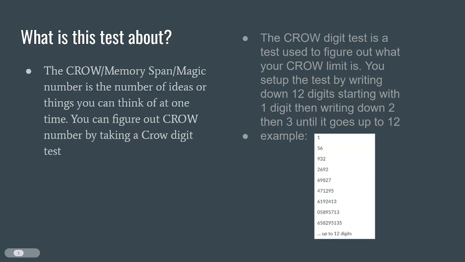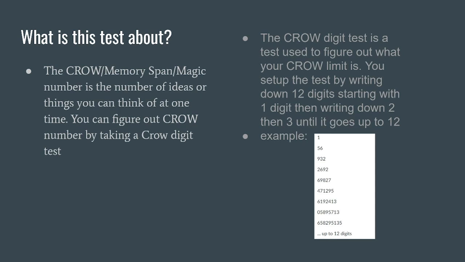So, what is this test about? This test is about figuring out what your Crow number is. The Crow slash memory span slash magic number is the number of ideas or things you can think of at one time. You can figure out your Crow number by taking a Crow digit test. The Crow digit test is a test used to figure out what your Crow limit is.